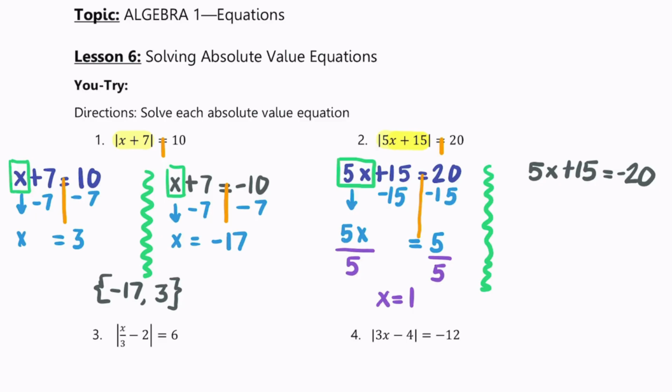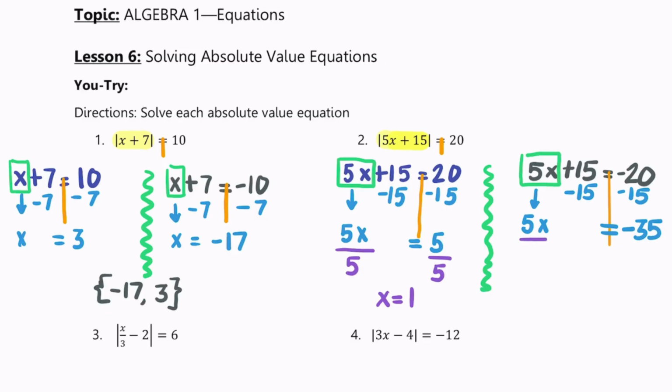For the equation on the right, we're going to do the same steps, but they're not going to leave us with the same values or even the opposite values like you might think. So I'm going to bring down my 5x. I'm going to subtract 15 because I'm moving it over, so I'm doing the opposite. Negative 20 minus 15 gives us negative 35.